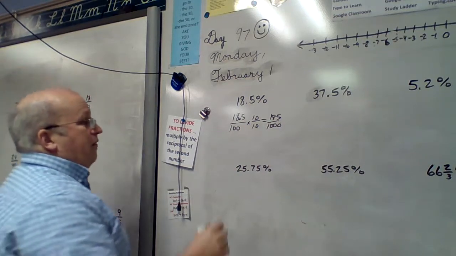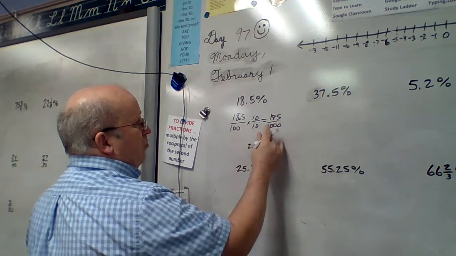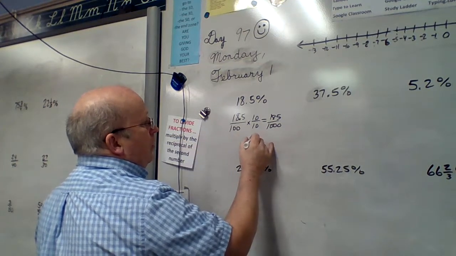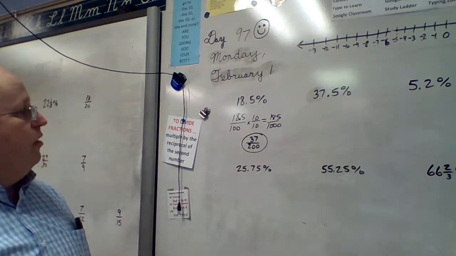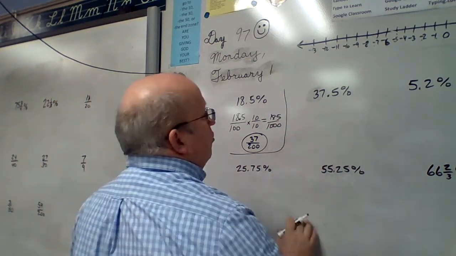At that point, we can divide both the top and the bottom by 5 to try and simplify this. And when we do that, we get 37 200ths, which is the simplest form of a fraction. So let's try this one here.